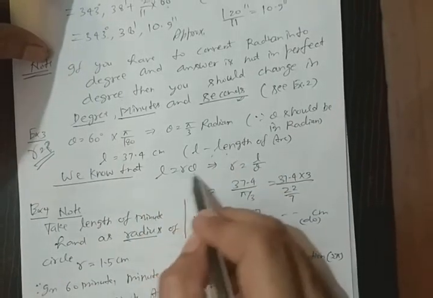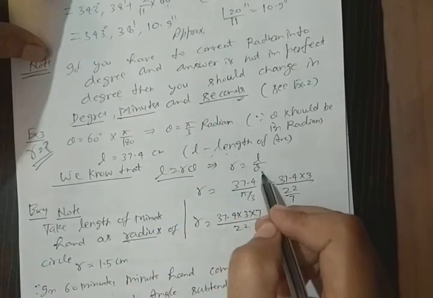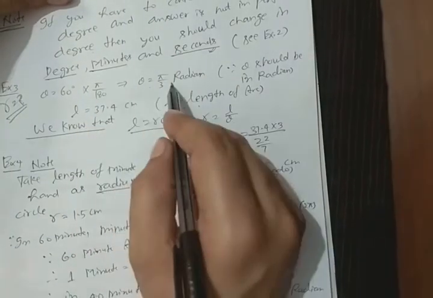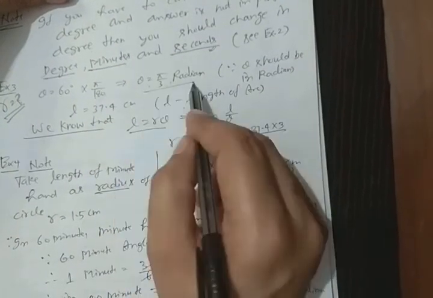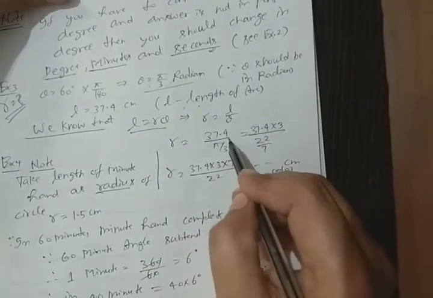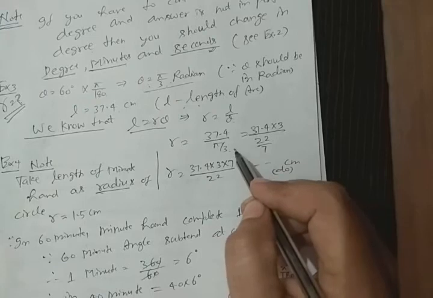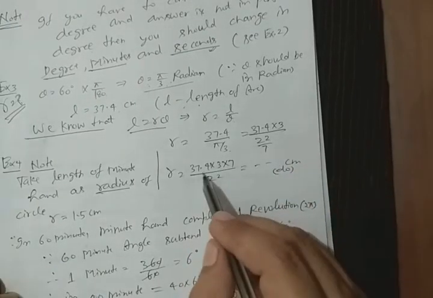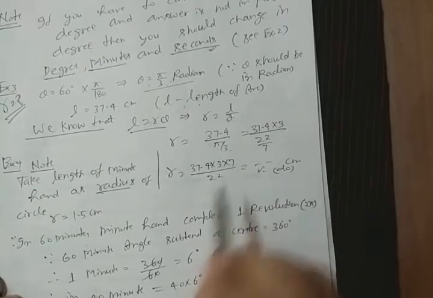Since L is equal to r into theta, r is equal to L upon theta. But first we convert the angle into radians. So multiply by pi upon 180, that becomes pi upon 3 radian. So by the formula, r is equal to 37.4 upon pi upon 3. Put the value of pi, that is 22 upon 7. So it becomes r equals 37.4 into 3 into 7 upon 22, which you can calculate.